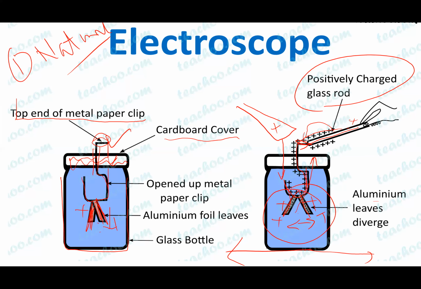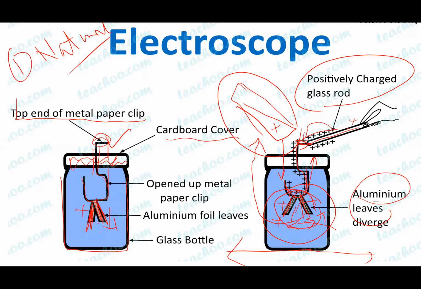For example, here the leaves are positively charged. If you brought a charged metal object near to this, and the deflection increases, the charge present on the leaves and the aluminum foils will also be present on that body. And if the divergence of the aluminum leaves decreases, the leaves and the object will have opposite charge.